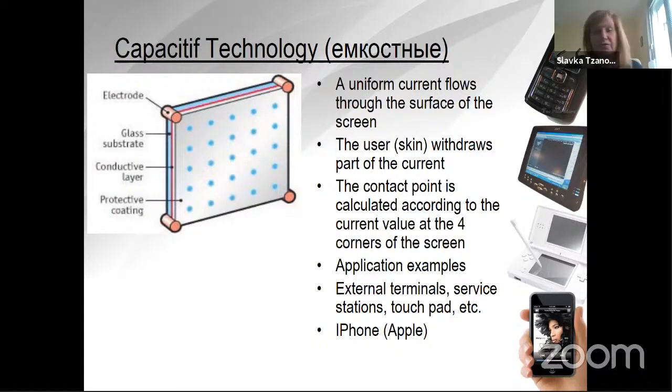The contact point is calculated according to the current value at the four corners of the screen. You can see, can you imagine how complicated the algorithms of this calculation are and how precise this device should be? So, external terminals, all the touchpads, iPhone uses them, and nowadays I think that almost all touch screens are based on capacitive technology.